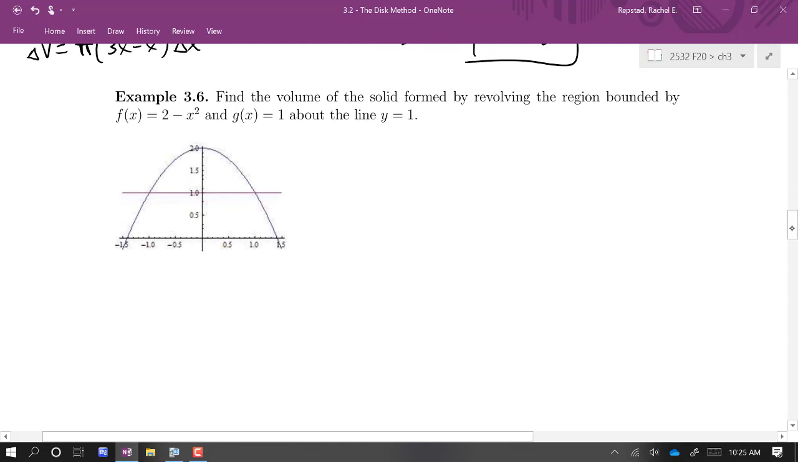Let's do another one here. Here they've provided the figure again. We want the volume of a solid formed by revolving the region bounded by f of x equals 2 minus x squared, that's the parabola opening downward, and g of x equals 1, that's the horizontal line they drew, about the line y equals 1.